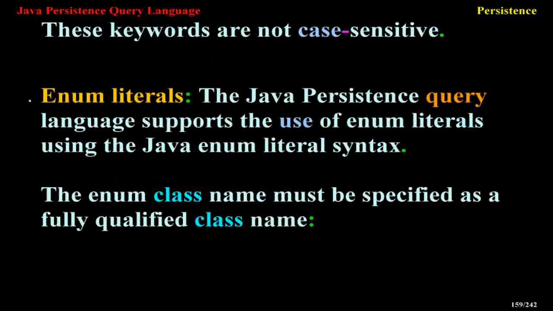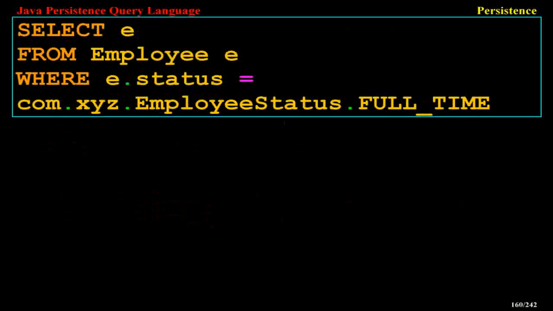Enum literals. The Java persistence query language supports the use of enum literals using the Java enum literal syntax. The enum class name must be specified as a fully qualified class name. Select e from Employee e where e.status equals com.xyz.EmployeeStatus.FULL_TIME.